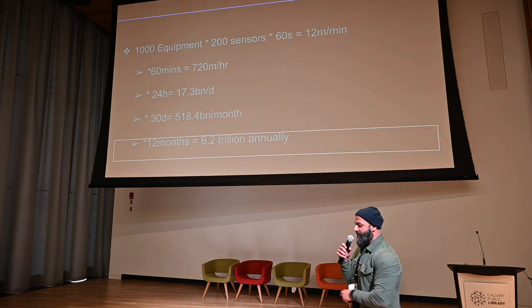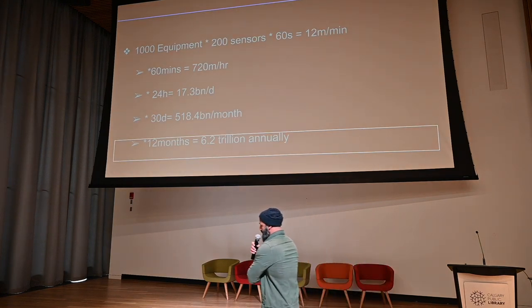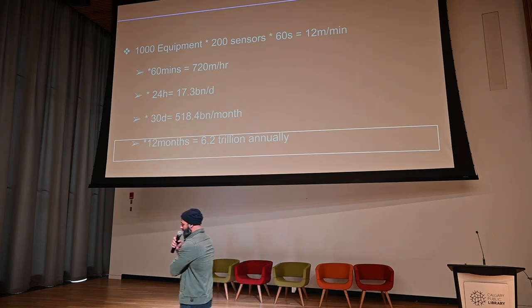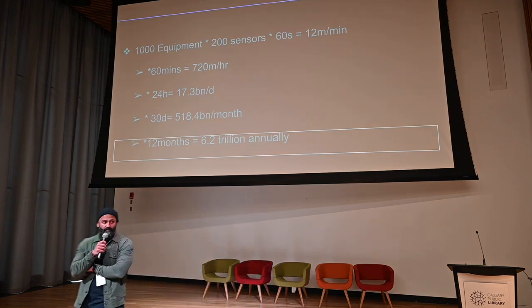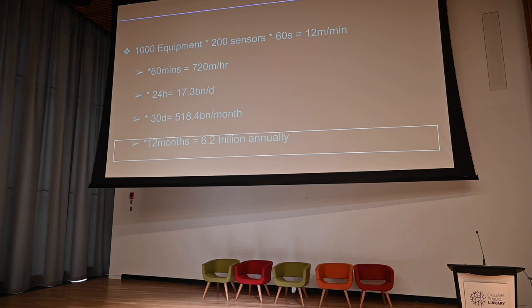This is the backend. So there's 1,000 pieces of equipment. I can't say what kind of equipment. There's about 200 sensors, every 60 seconds, 12 million rows of data per minute connected. In 30 days, you'll have about 518.4 billion rows of data. In 12 months, you're gonna have 6.2 trillion.